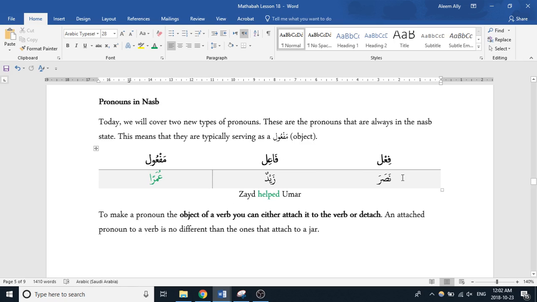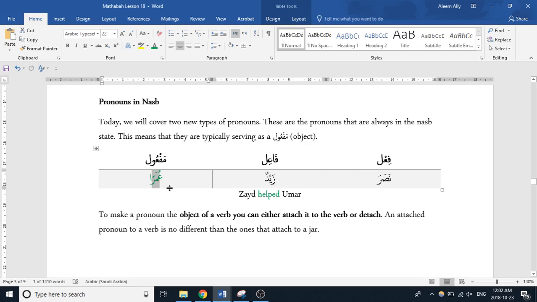So in this little verbal construct here, we have Nasara Zaydun Umaran, and it means Zayd helped Umar. How can we tell what our maf'ul is? It goes into a state of nasb coming after a verb. And we can tell who our doer is because it goes into a state of rafa coming after a verb. So we know since this is in a state of rafa, it's going to be Zayd who's doing the helping, and we know the person receiving the helping is going to be Umar because he is in a state of nasb.